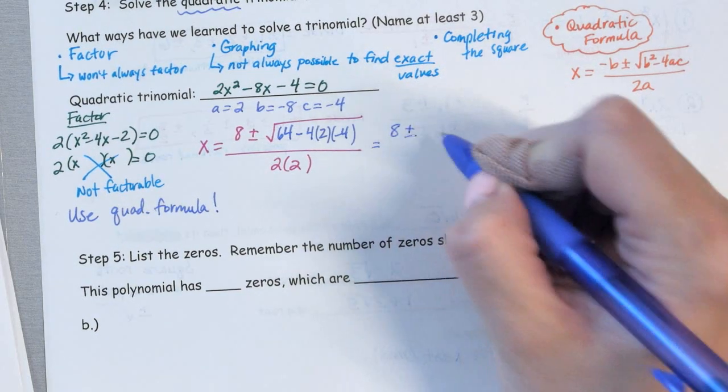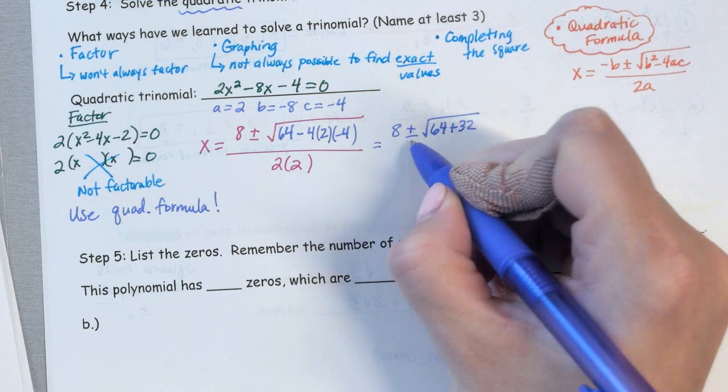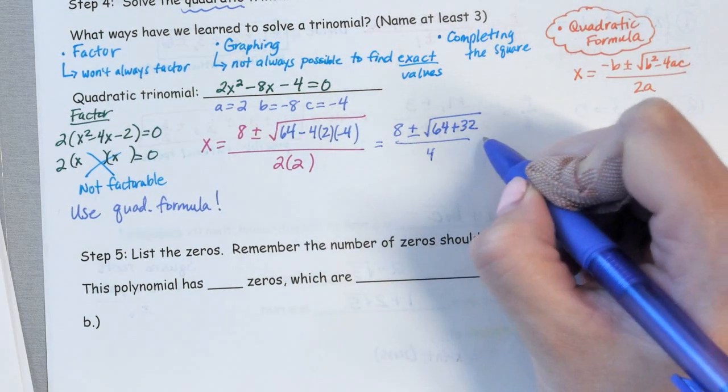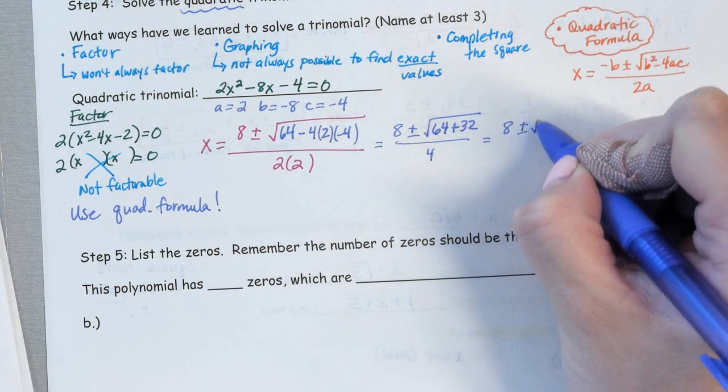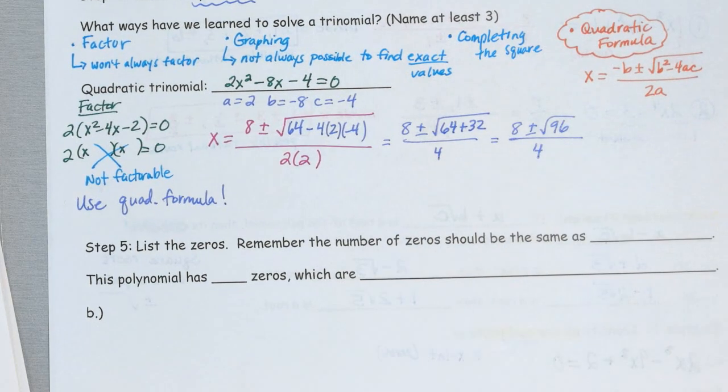So you have 8 plus or minus. So this will be 64 plus 32 over 4. Which will be 8 plus or minus the square root of 96 over 4. So now let's simplify the square root of 96.